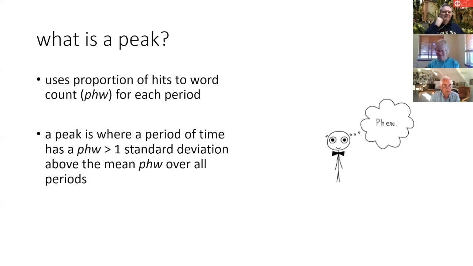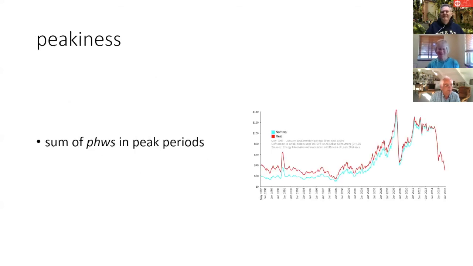You could think of a PHW maybe as a view. So here we see some data with lots of peaks. We have to sum the PHWs in the periods, and then we can find out which is a peak and which is a trough.